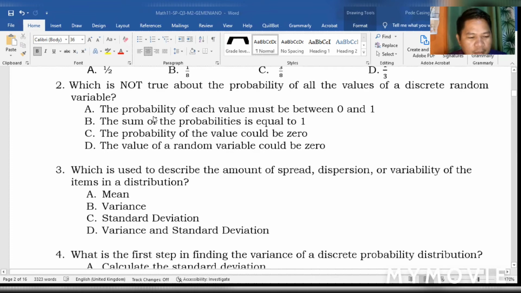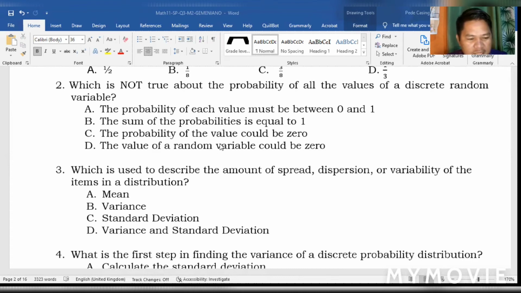Okay. Number two, which is not true about the probability of all the values of a discrete random variable? A, the probability of each value must be between 0 and 1. B, the sum of the probabilities is equal to 1. C, the probability of the value could be 0. Or D, the value of a random variable could be 0.